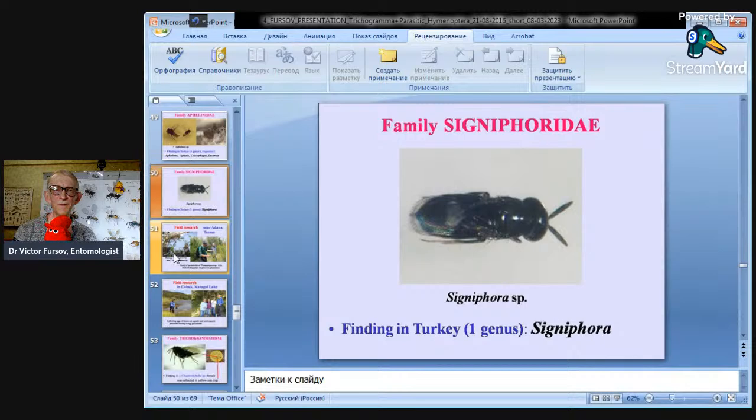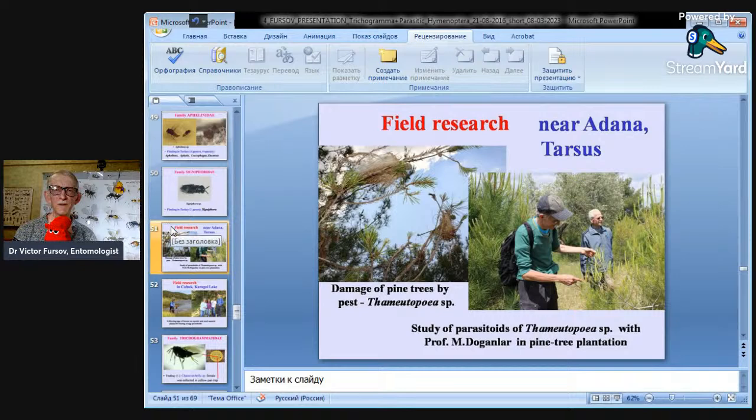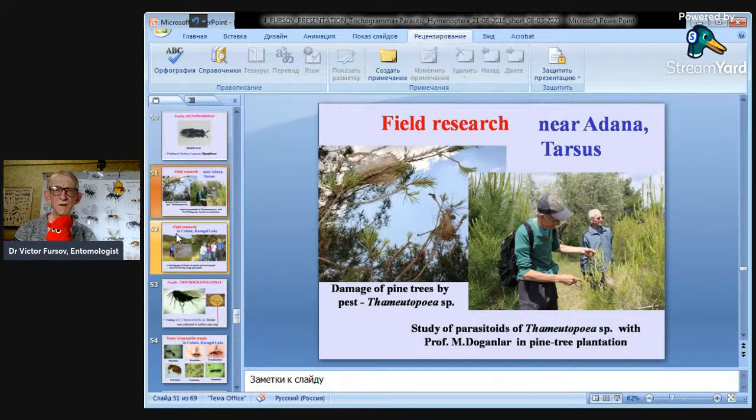There was some collecting near Adana with Professor Mikdat Doganlar, who very kindly showed us different plantations, plants, and different natural habitats for finding interesting material. Here we started, we looked for some material on some pine trees, together with Mikdat Doganlar, a famous Turkish researcher of chalcid wasps.